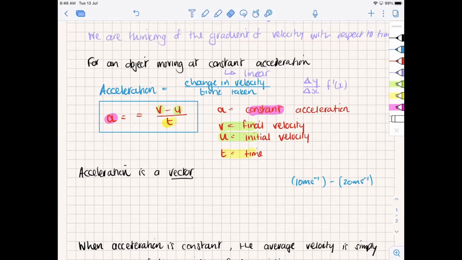Now, with this idea that we can have negative acceleration, but still positive velocity, let's explore part 1.2 together, okay?